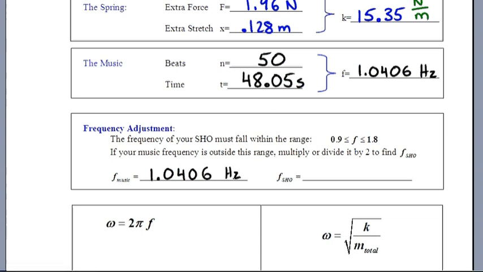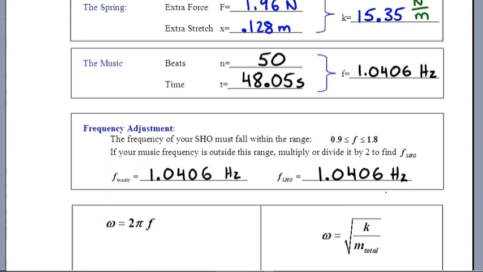Basically, instead of counting every beat, maybe count every other beat, because we don't want to have a frequency that's higher than 1.8 or lower than 0.9. Mine fits in there quite nicely, so I'm actually going to use this value. But I would see different numbers in this little exercise if my frequency might have been 3 hertz.